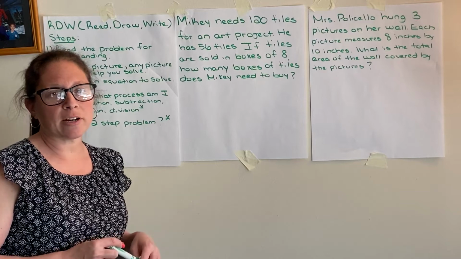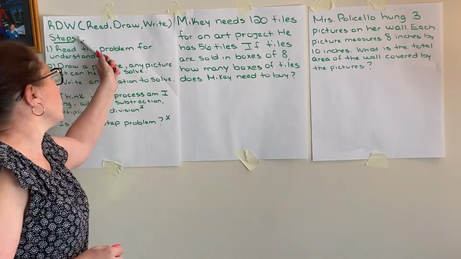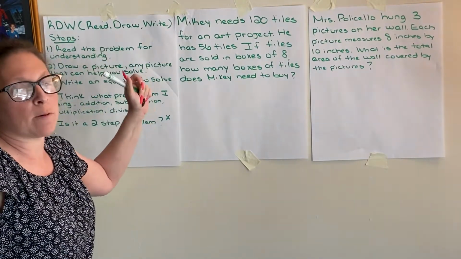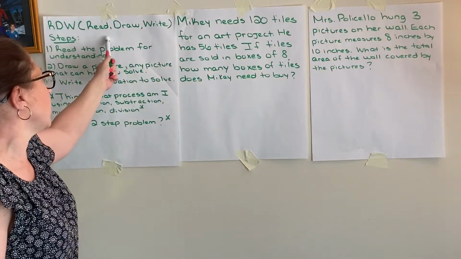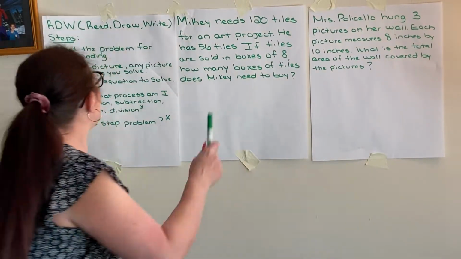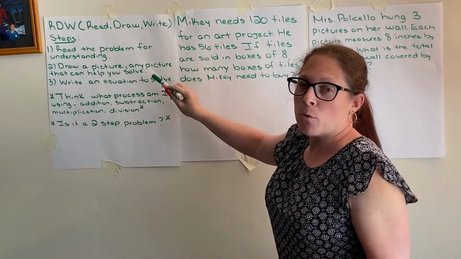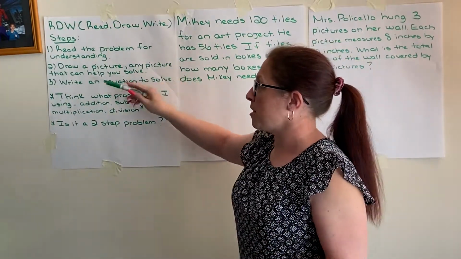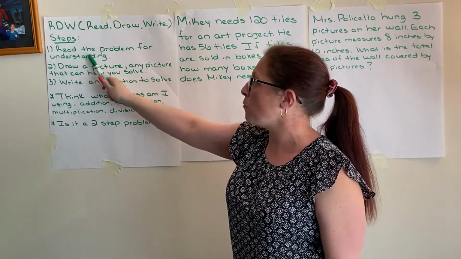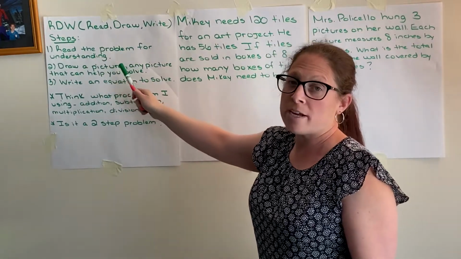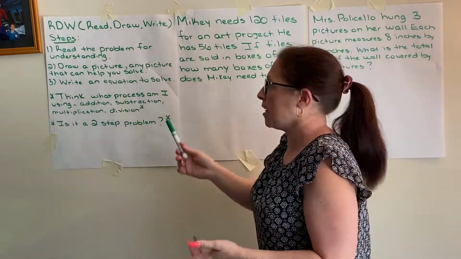Guys, so today we're going to learn about RDW, which is a way to solve word problems. And the RDW stands for read, draw, and write. So what are the steps for solving word problems using RDW? Well, the first step is we want to read the problem for understanding. We want to understand it and know what the problem is asking of us.